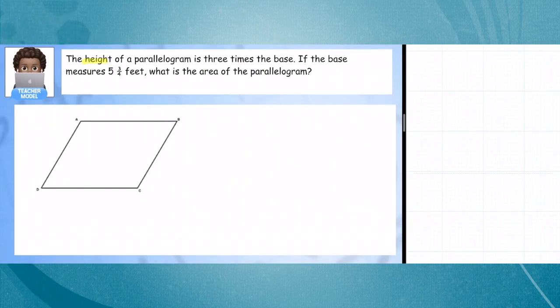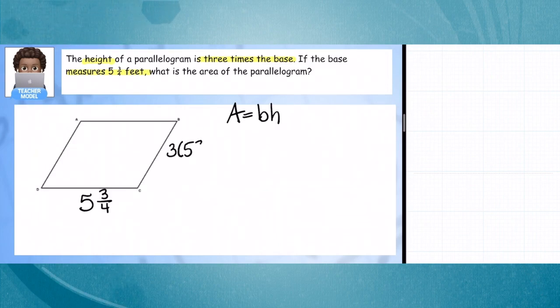The height of the parallelogram is 3 times the base. If the base measures 5 3/4 feet, what is the area of the parallelogram? Alright, so we know that area for a parallelogram is base times height. We know the base is 5 3/4, and we know the height is 3 times the base. So 3 times 5 3/4. So let's put all these numbers in.